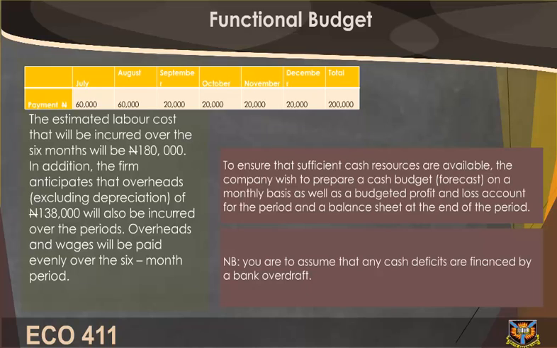To ensure that sufficient cash resources are available, the company wishes to prepare a cash budget on a monthly basis as well as a budgeted profit and loss account for the period and a balance sheet at the end of the period. Note, you are to assume that any cash deficits are financed by a bank overdraft. The solution is shown below.